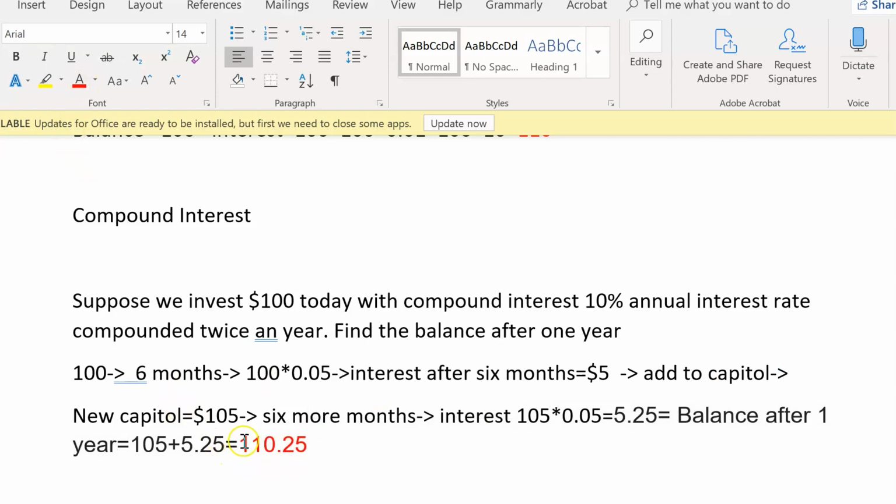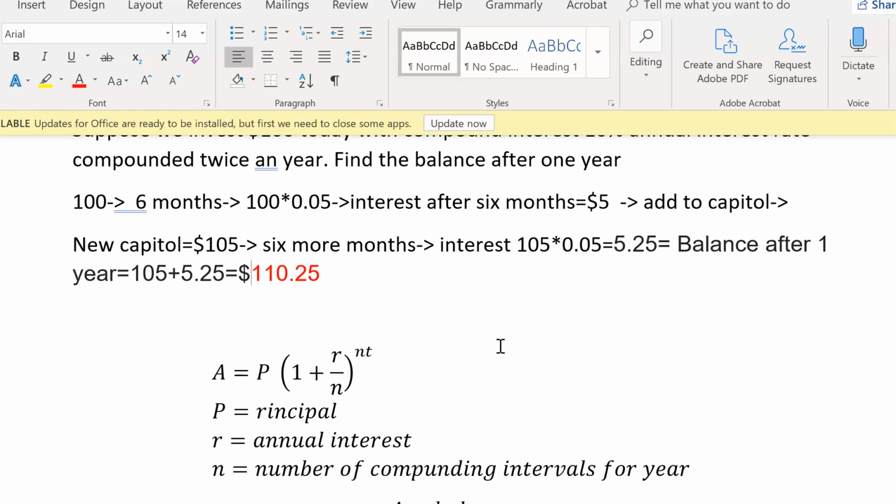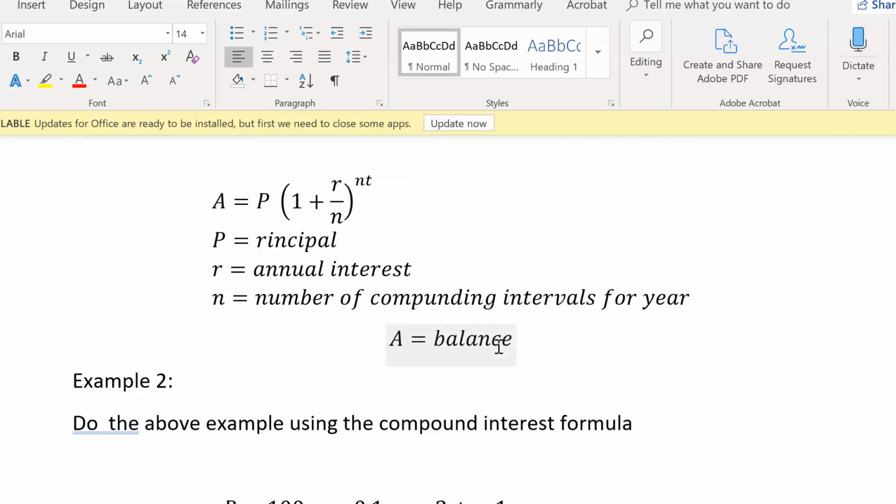Okay, $100 to $110.25. Of course, this is a ridiculous interest rate. Nobody gives you 10% interest, right? But this is just a mathematical problem to make things easier.